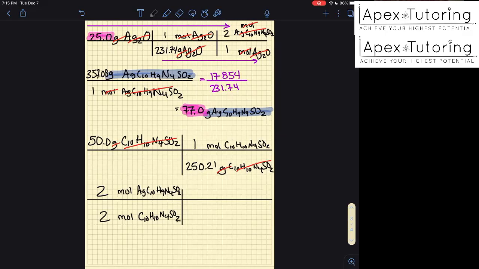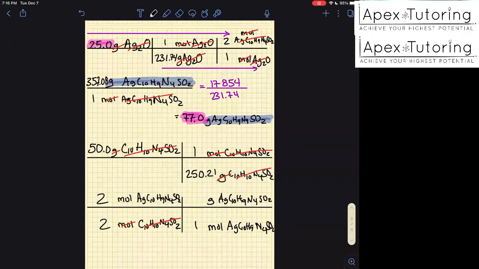Then we have to turn it back to grams. Okay, let's cross this off first. Yep, and then turn it back to grams. How? You put the 1 mole of AgC10 on the bottom. Okay, and what goes on top? The mass in grams of the AgC10. I think we already did that though, right? Yeah, we already did that from the last one. So it's the 357. Then what?